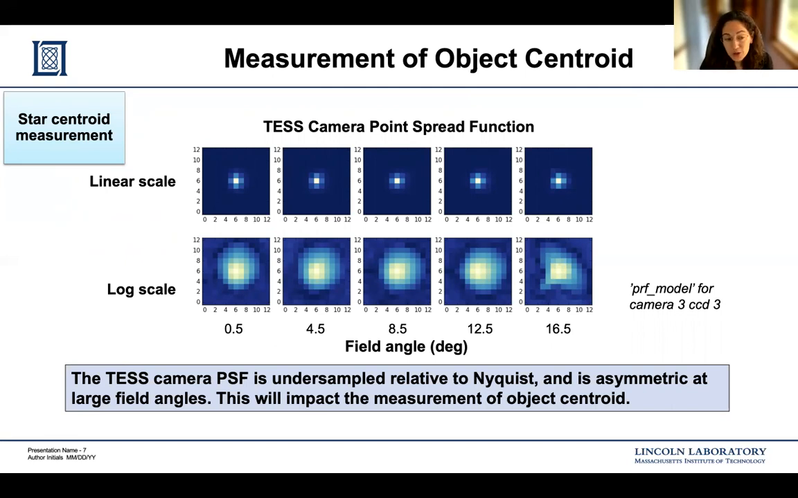So the row on top in a linear scale shows the TESS PSF at different field angles. The bottom is a log scale to bring out faint features. And as you can see, at large field angles the PSF is asymmetric. And it's also undersampled relative to Nyquist. And so the centroid measurement can be challenging and the method of measurement is important.